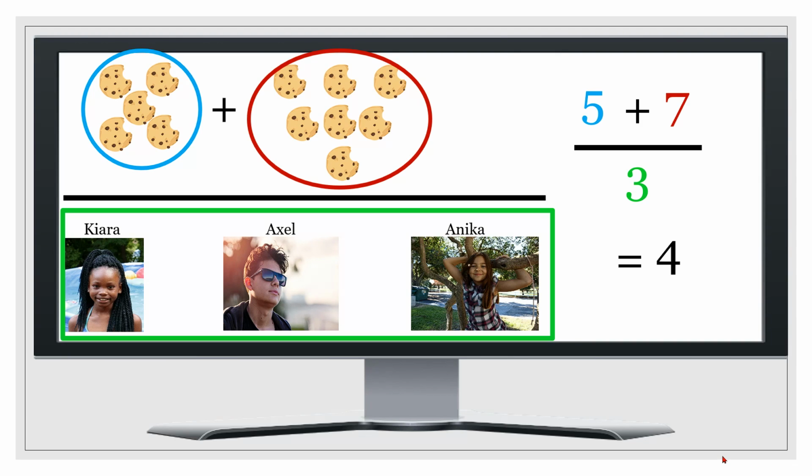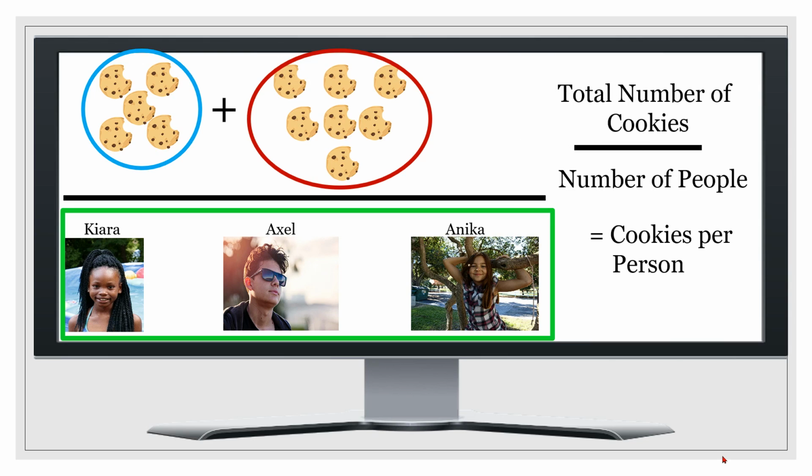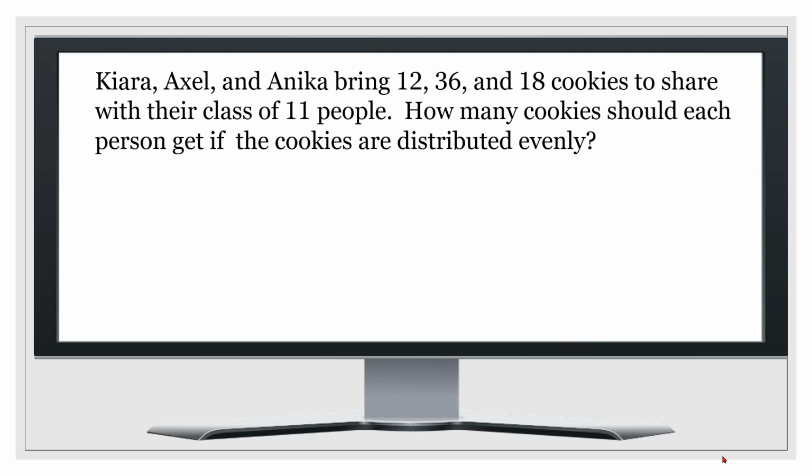This works more generally. So if you think about it, this would work for any number of cookies I have. So I could take the total number of cookies and divide it by the total number of people and get the number of cookies per person. So let's try a more general case.